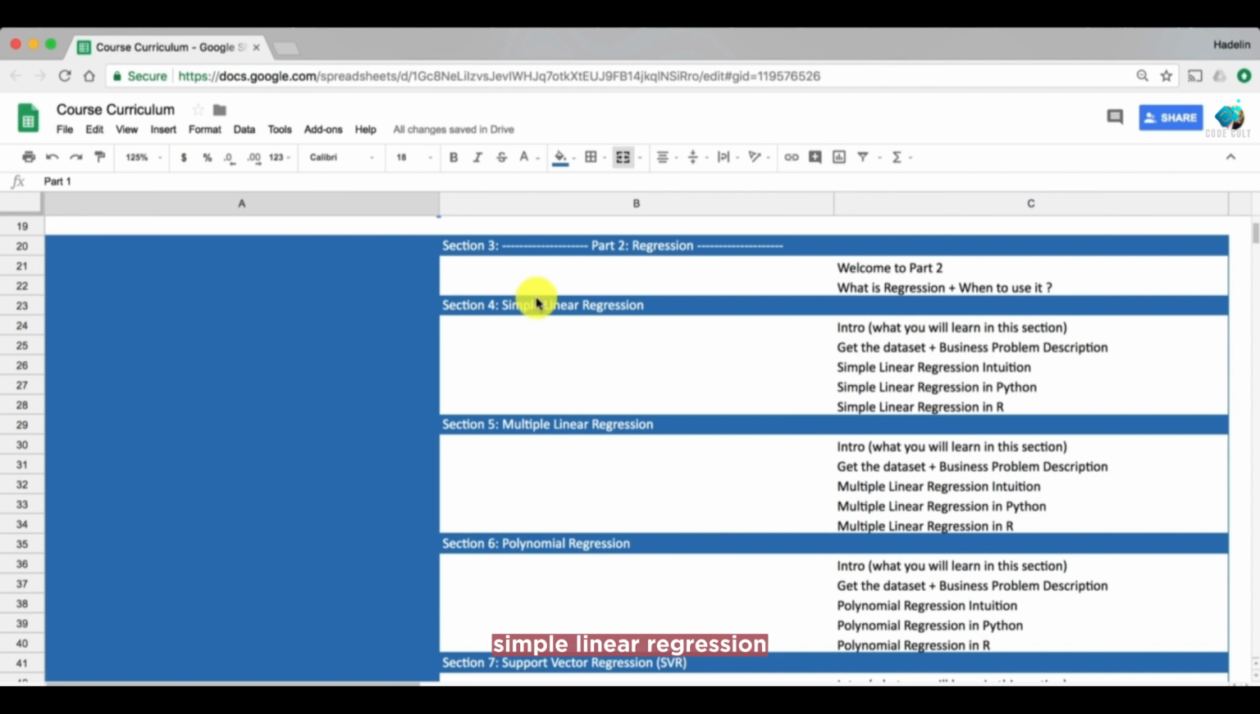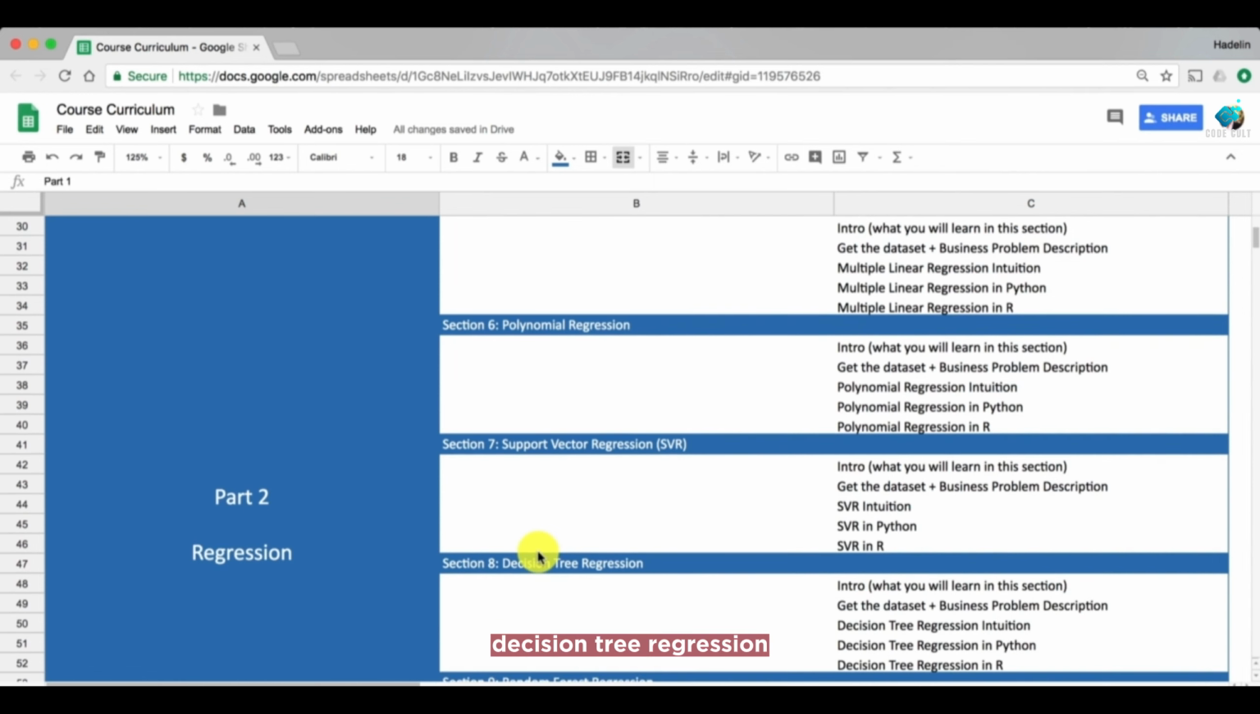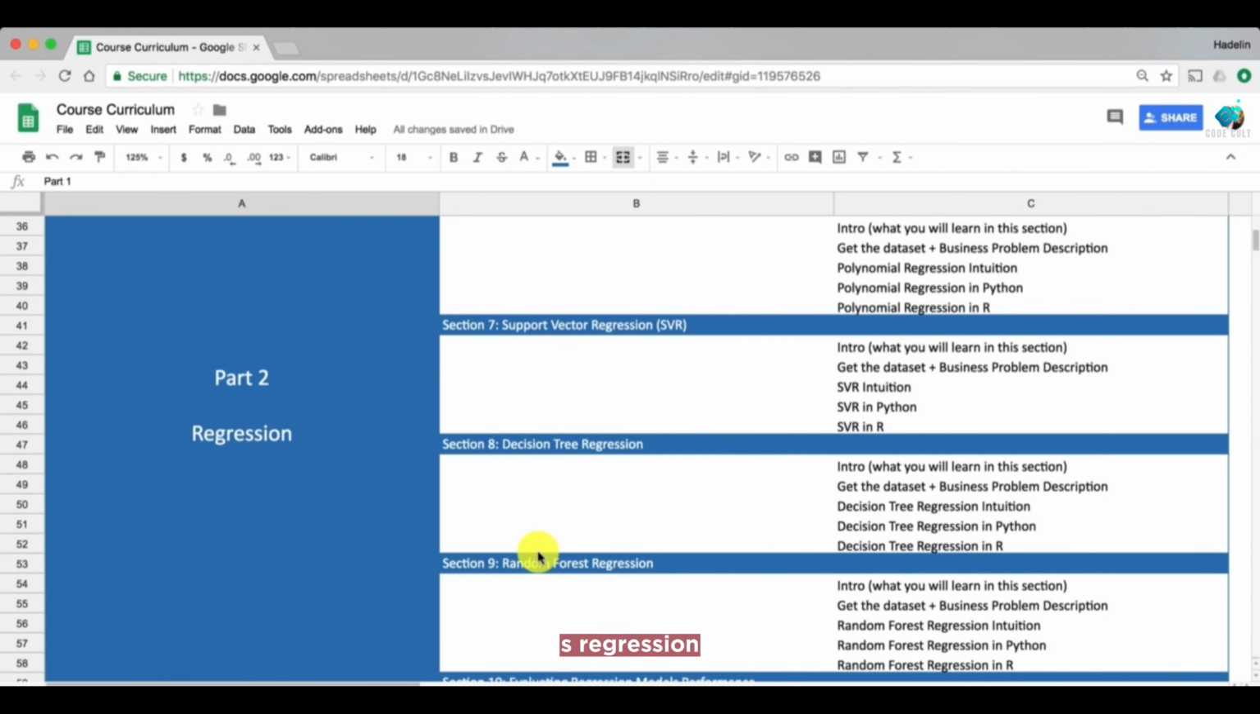Simple linear regression, when you have one feature to predict something. Multiple linear regression, where you have several features to predict something. Polynomial regression, when the relationship between what you want to predict and the predictors is not linear. Then support vector regression, another regression model based on SVM, support vector machines, decision tree regression, and random forest regression.